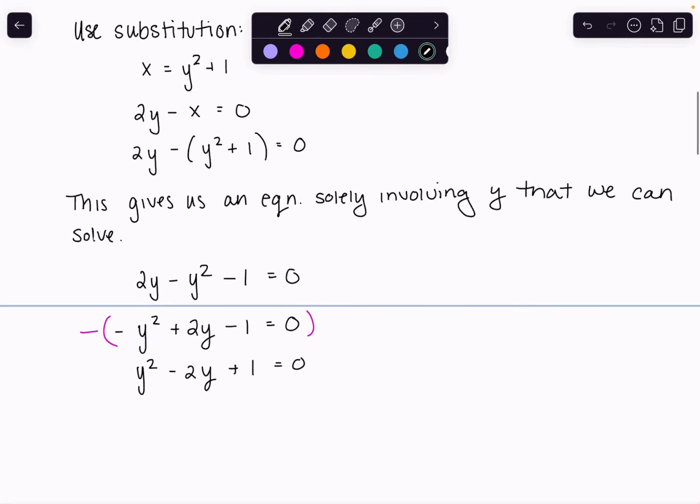And then from here, now we go ahead and factor it. We need a y and a y. To get to 1, we need a 1 and a 1, and the term in the middle is negative. So I really only have one option, okay? So setting both equal to 0 results in exactly the same thing. My y coordinate has to equal 1, right? So this tells me my y. Now I can use either equation to find x.